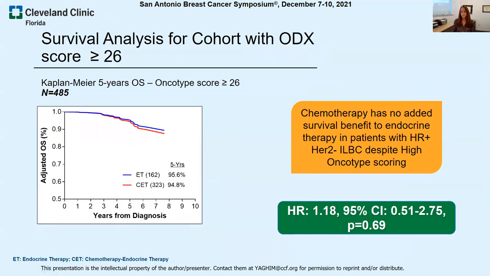Finally, overall survival at 5 years was similar between the endocrine therapy and chemoendocrine therapy groups amongst patients with Oncotype DX scores less than 26, and as shown in this graph, for the 485 patients with an Oncotype DX score greater than or equal to 26.